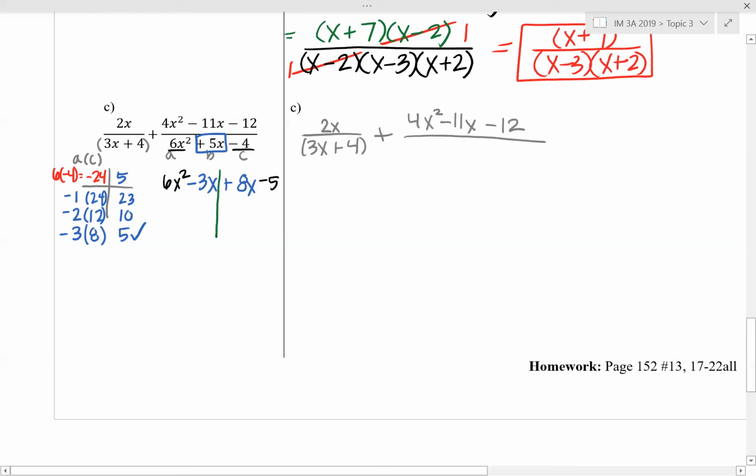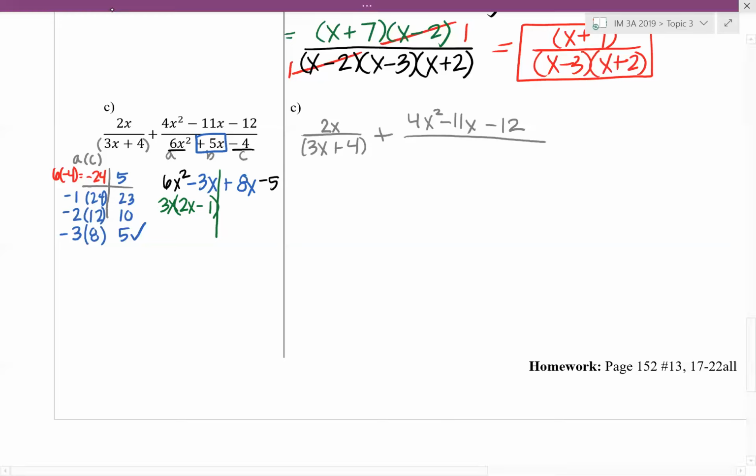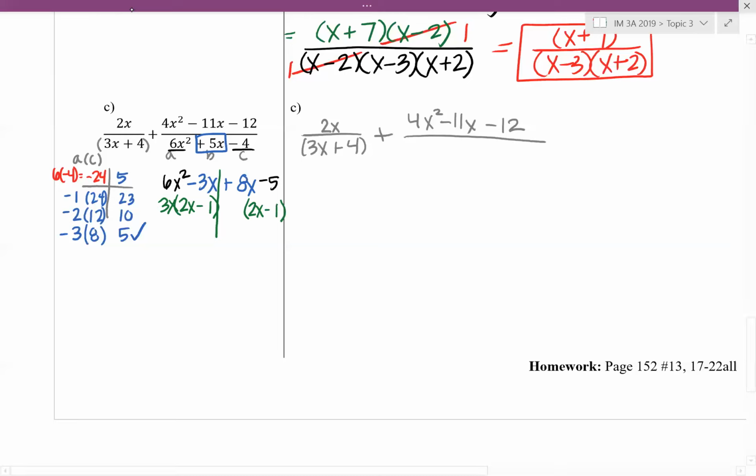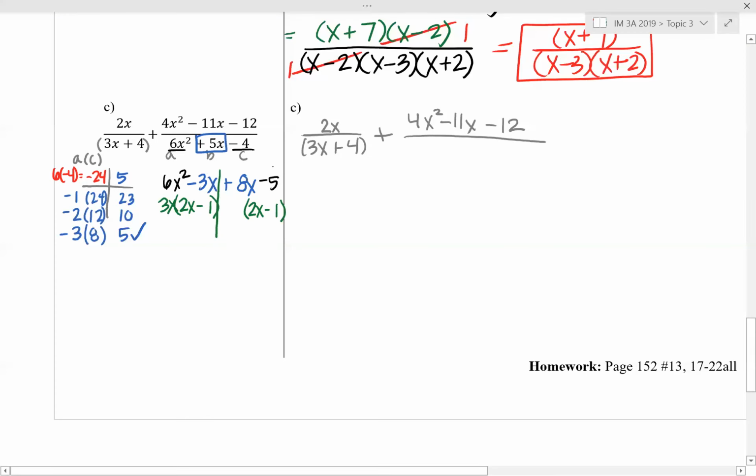And so I have 6x squared minus 3x. Those two terms have a common factor of 3x. And when I factor out that 3x, I'm left with 2x minus 1. So if I divide 6x squared by 3x, I get 2x. If I divide negative 3x by 3x, I get negative 1. So based on the way that grouping works, I should get a 2x minus 1 here. And so I can see that I made a mistake when I was copying my problem. So that shouldn't have been a minus 5. That should have been a minus 4.